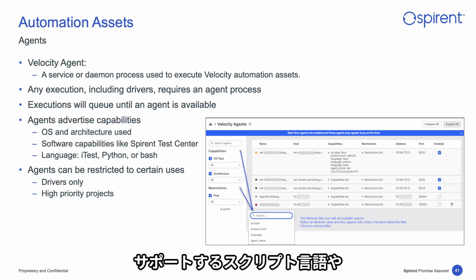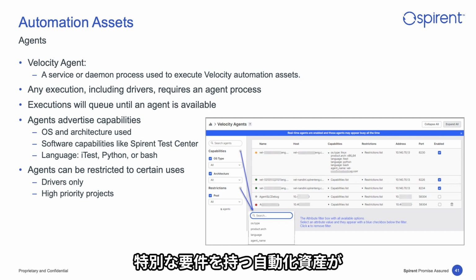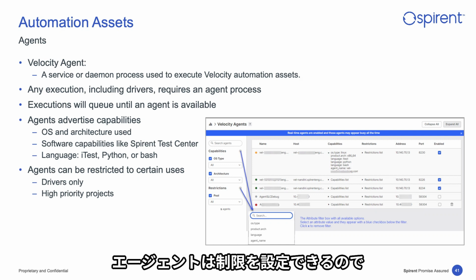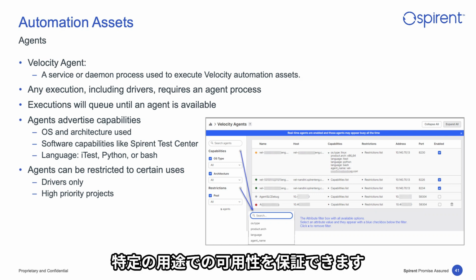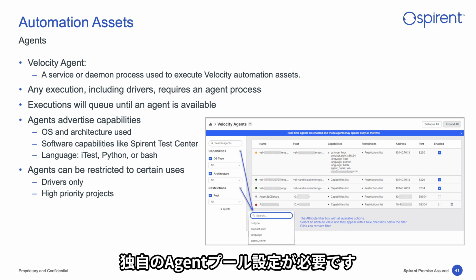Agents advertise their capabilities, like the scripting languages they support and software packages available to them, so that automation assets with special requirements will be run from the right agents. Agents can also be restricted to configurable pools so that you can guarantee availability for certain uses. Some features, like drivers, require their own pool of agents.